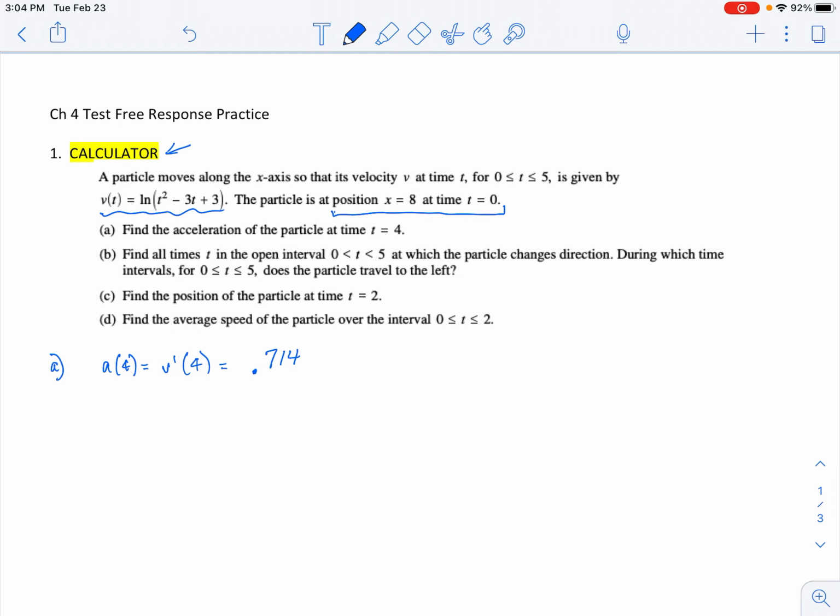You could also take this derivative by hand using the chain rule, and you would get 5/7 as your exact answer that way. Part B says find all times t in the interval where the particle changes direction, and during which time interval 0 to 5 does the particle travel to the left. So particles change direction where velocity changes sign.